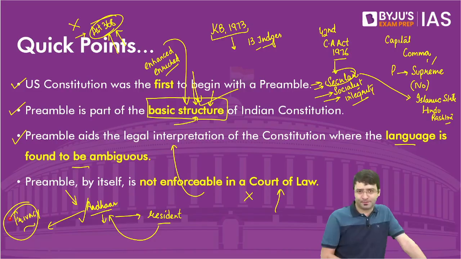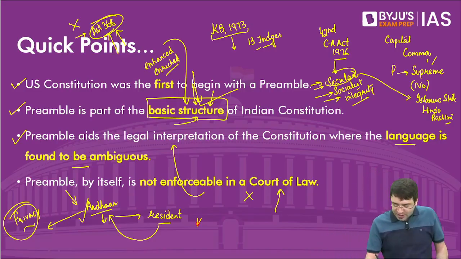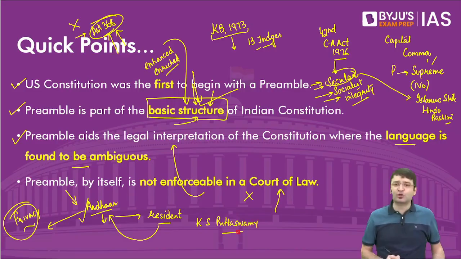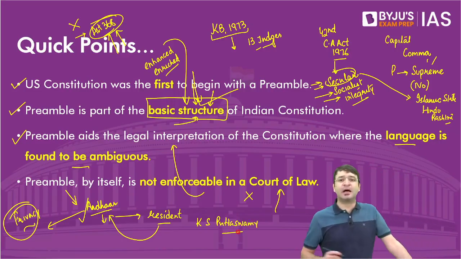Matter went to the court. Former judge of Karnataka High Court, Mr. K.S. Puttaswamy, he approached the Supreme Court and argued that Aadhaar is unconstitutional because it violates right to privacy, which is a fundamental right. The Supreme Court asked the government, what is your take on this matter? Here is a petitioner who has approached us saying Aadhaar scheme violates my fundamental right to privacy.